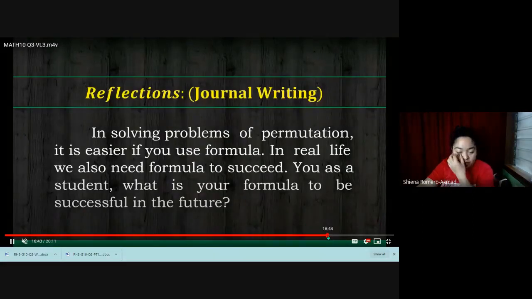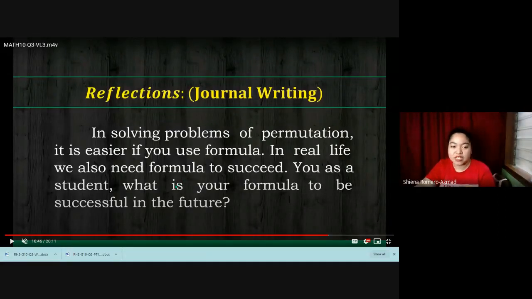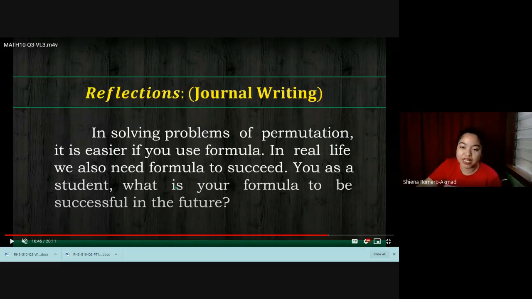Okay. So for your reflection in solving problems of permutation, it is easier if you use formula. In real life, we also need formula to succeed. So you, as a student, what is your formula to be successful in the future?